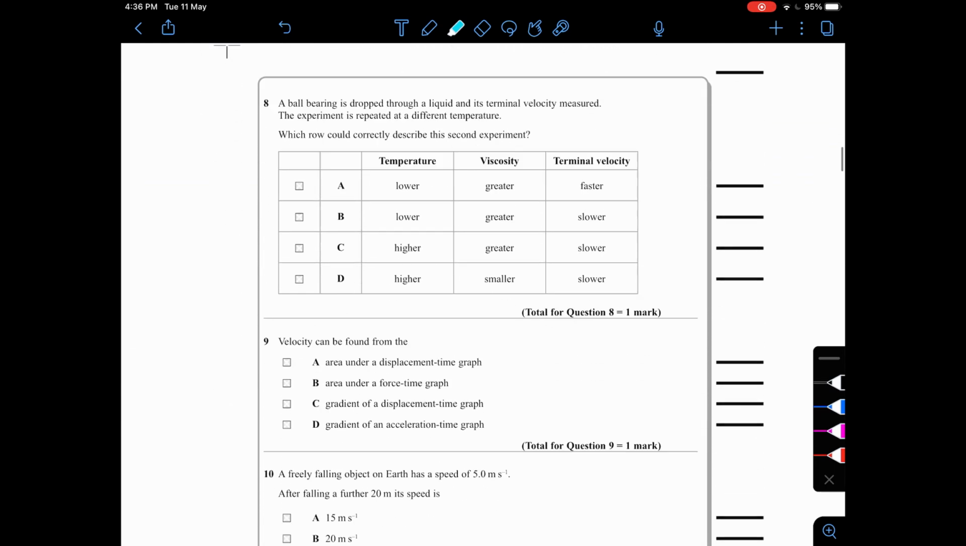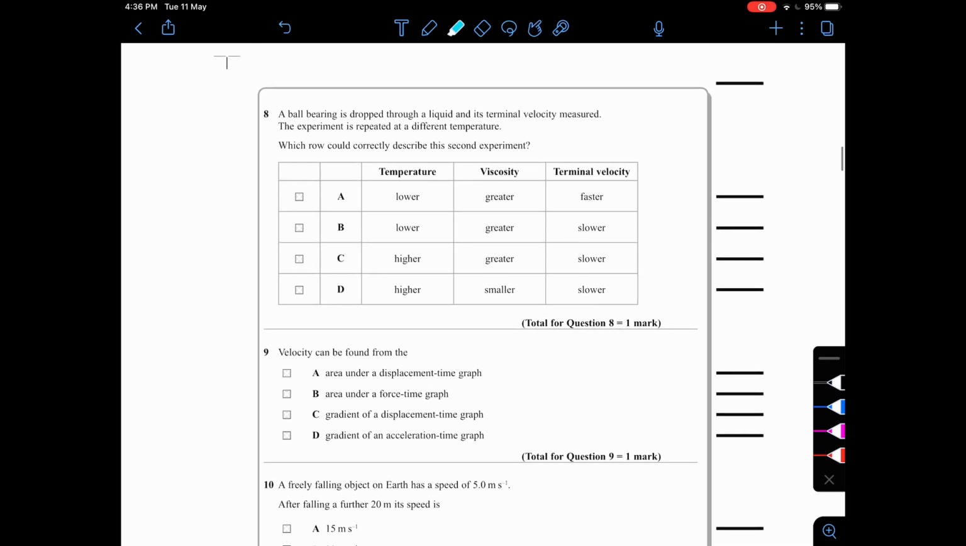Okay, a ball bearing is dropped through a liquid, and its terminal velocity is measured. The experiment is repeated at different temperatures. Which row correctly describes the second experiment? We have a bunch of rows, and they're asking which one is correct. This looks like they're asking what the relationship is between temperature, viscosity and terminal velocity. So let's write that down: temperature, viscosity, and I'm just going to write V term, the terminal velocity.